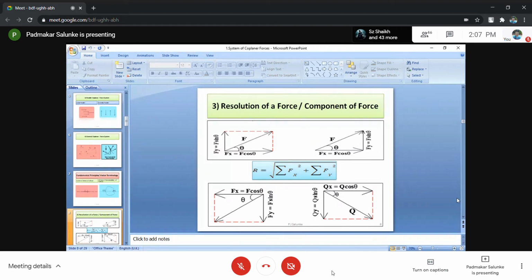The most important part is the resolution of the force. Ours is a coplanar force system. In coplanar forces, there are two components: one along the x-axis, the second along the y-axis. The best example is a rectangular wall in front of you. Starting from the bottom corner point, you can join one straight line to the opposite top corner point, which is called a diagonal of the rectangle.